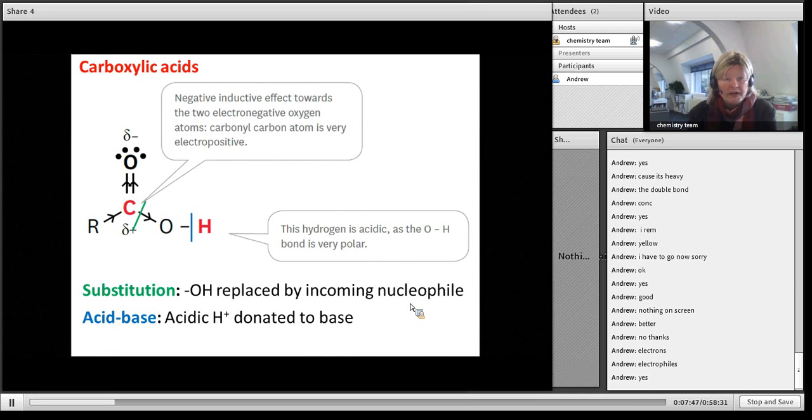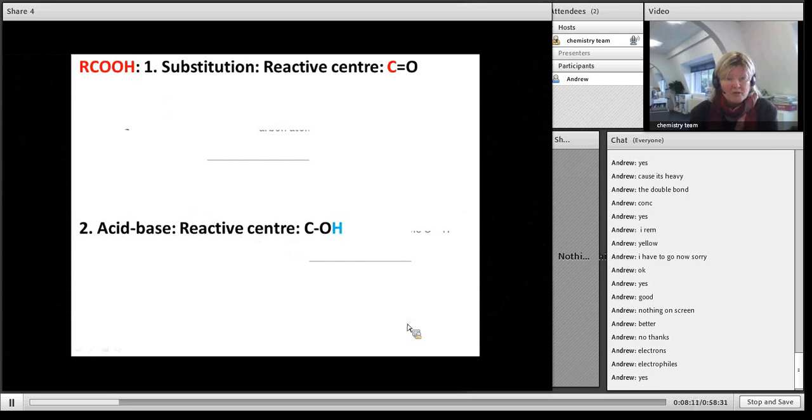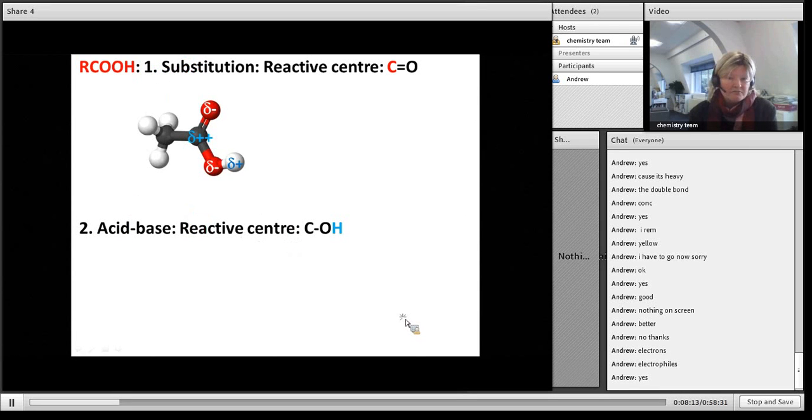And one thing I didn't show here: when it's substituted, this whole OH group comes off, including those hydrogens. When it's a proton being donated, remember it's just the H, the electrons in the bond stay with the oxygen, they don't go off. Okay, so here we're going to see those two types of reactions. There's ethanoic acid, and I've tried to show that the carbonyl carbon is pretty positive because it's got electron density being withdrawn, and the hydrogen is fairly positive as well.